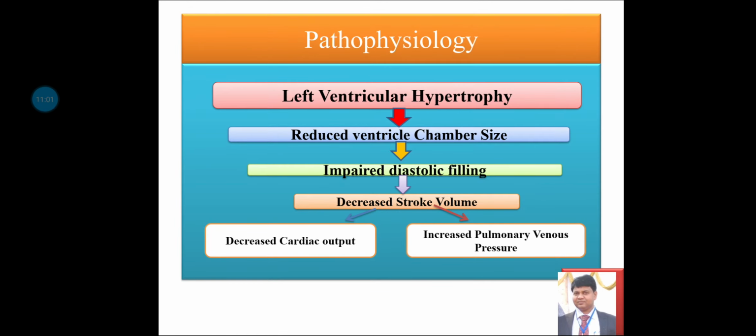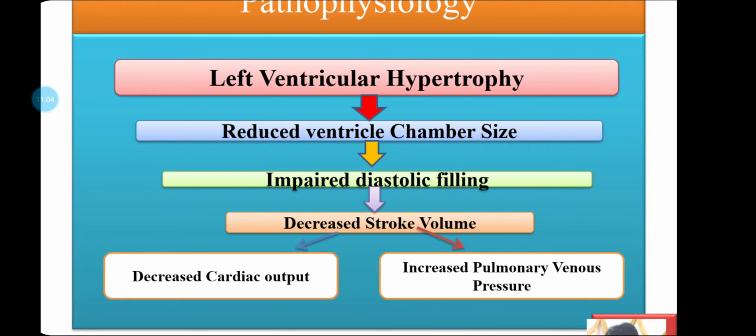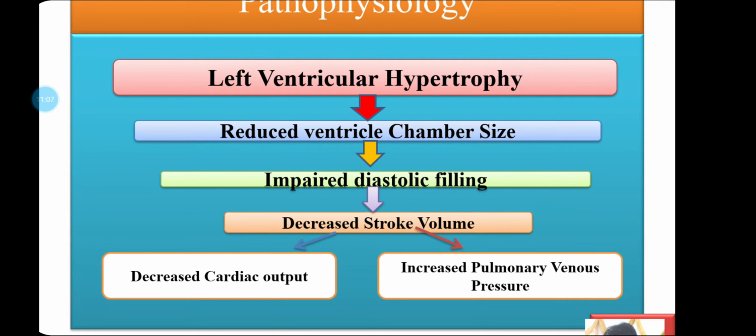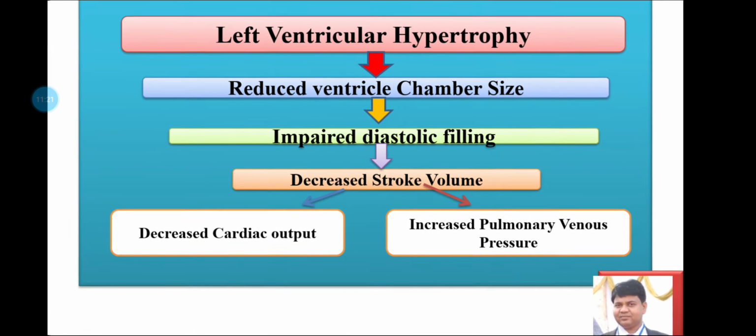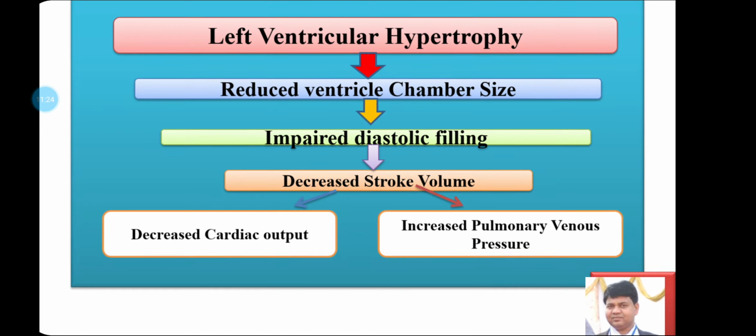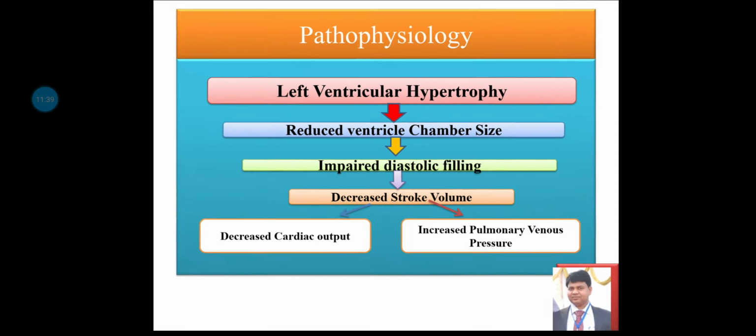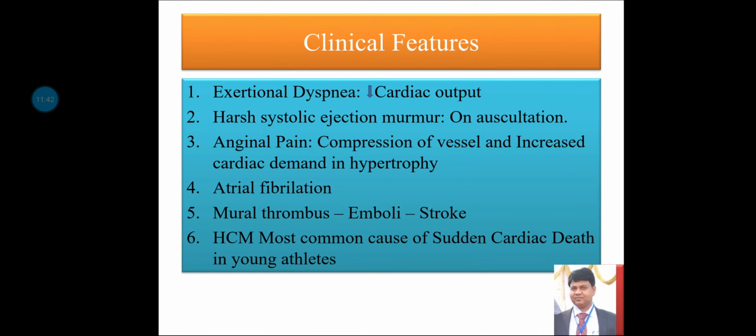If you go through the pathophysiology, the left ventricular hypertrophy will lead to a decrease in the ventricular chamber size, and this results in impaired diastolic filling. Because of this impaired diastolic filling, there is a decrease in the stroke volume, and once the stroke volume is decreased, this leads to a decrease in the cardiac output, and simultaneously there is increased pulmonary venous pressure. These two changes produce the clinical symptoms. So we can see the clinical symptoms in the next slide.